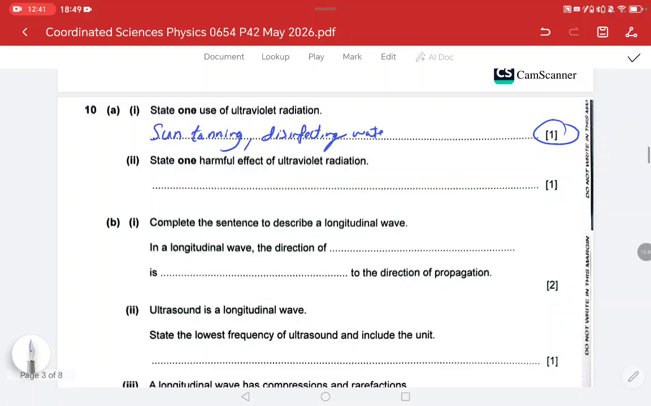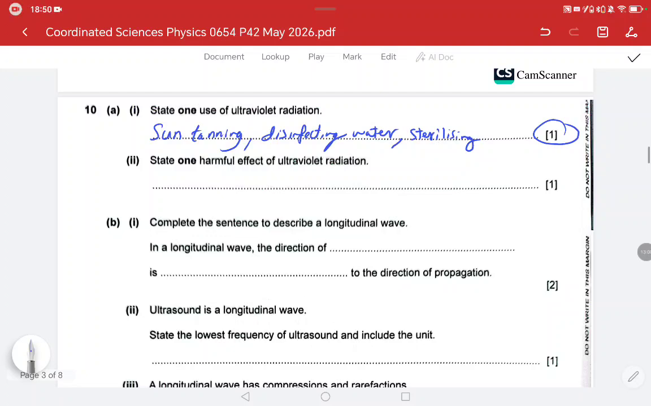Disinfecting water, it's okay. Or you can say sterilizing, that's good. So you can write any of them. There are many, of course. Even there is detecting, for example, banknotes, if they are real or if they are forged.